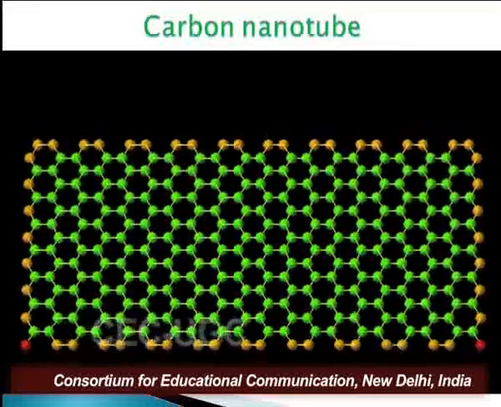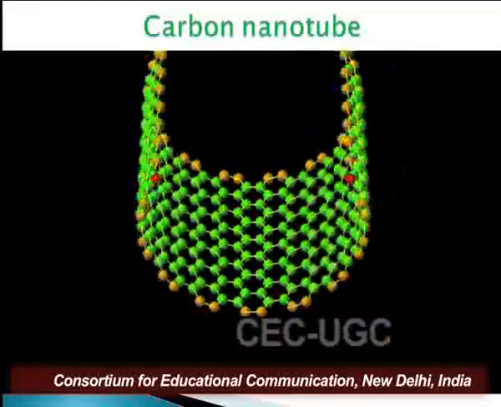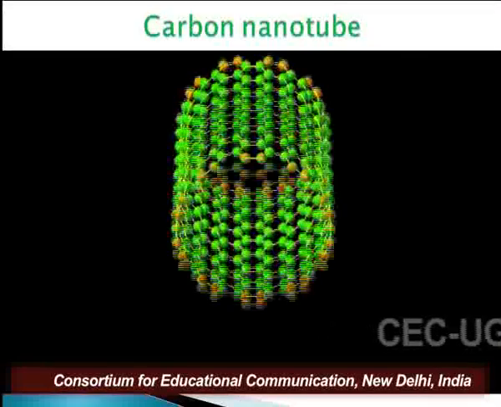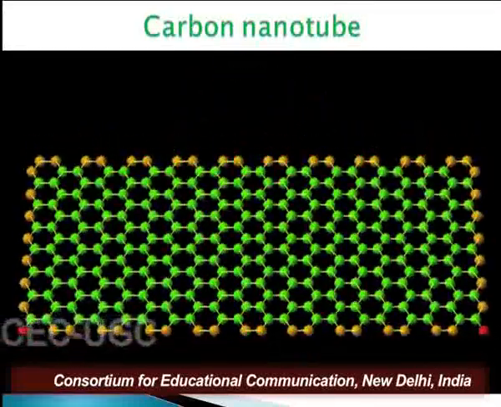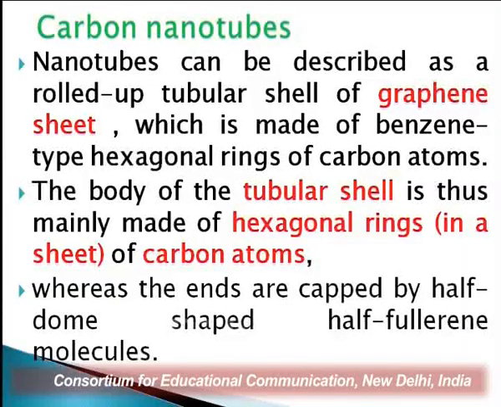Carbon nanotube, here we are seeing on the screen that there is a sheet which is rolling. Now here you see on screen that this is a sheet, and after rolling we are getting the carbon nanotube. This is the structure of carbon nanotubes. It means carbon nanotubes can be described as a rolled tubular shell of graphene sheet. Carbon nanotube is formed by using the graphene sheet.